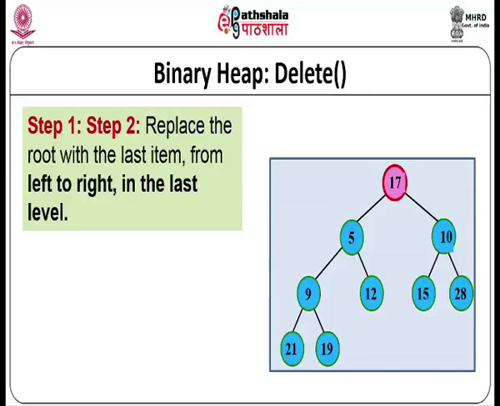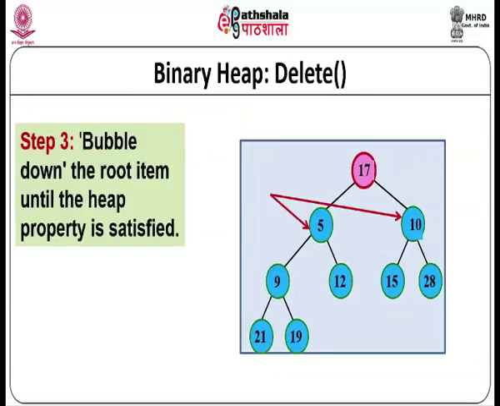Because you have an item or key which is more than the children. We want it to be less than the children. So, it does not satisfy the property. Now, what do we do? You have to bubble it down. Bubble down the root item until the heap property is satisfied.